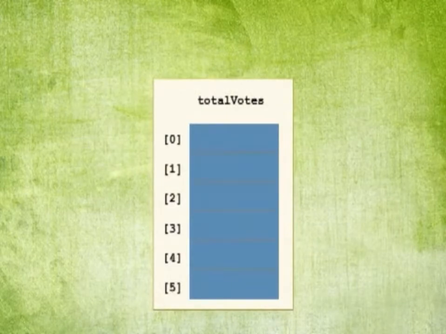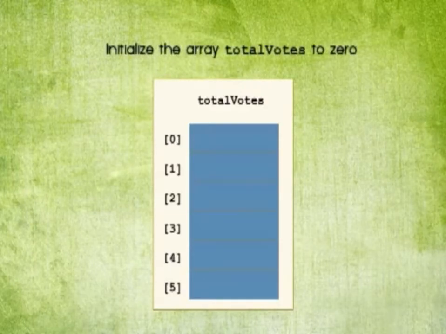After processing the voting data, we must calculate the total votes received by each candidate by adding the votes he or she received in each region. It follows that the array total votes must be initialized to 0.